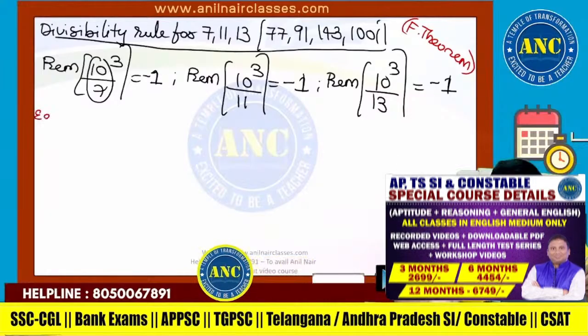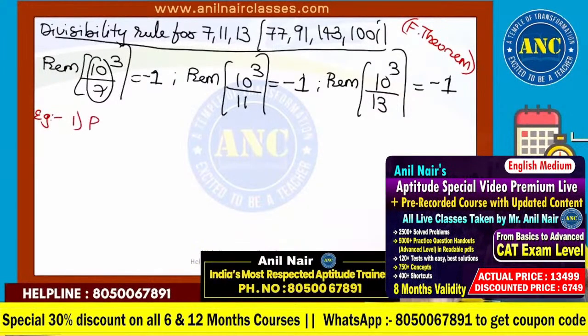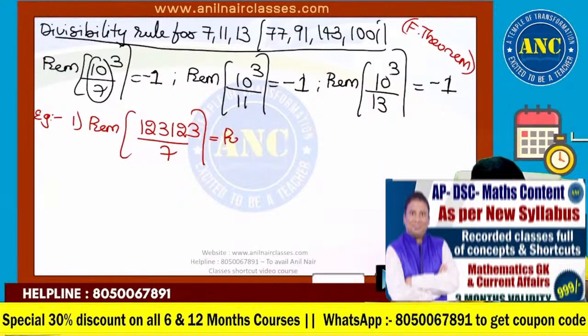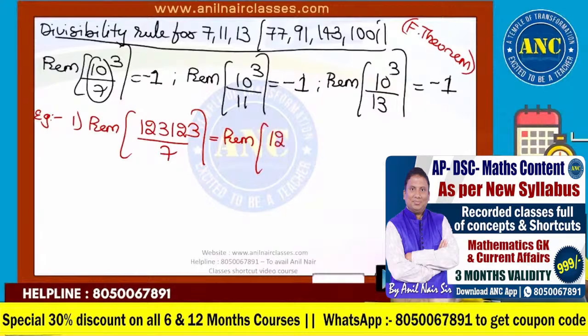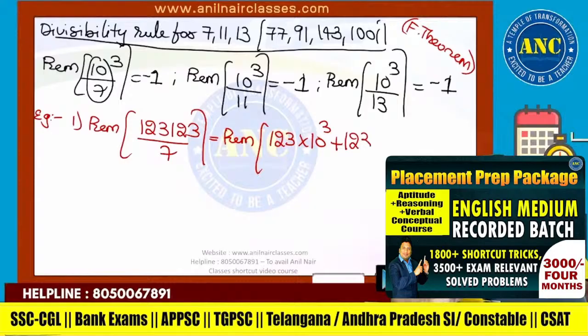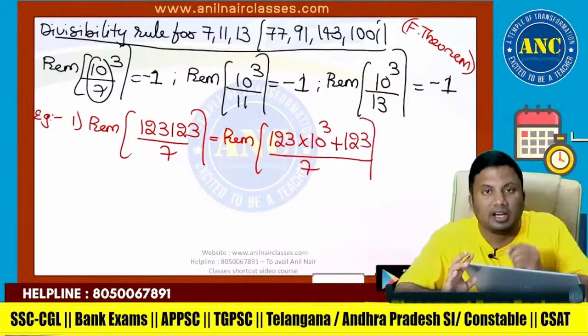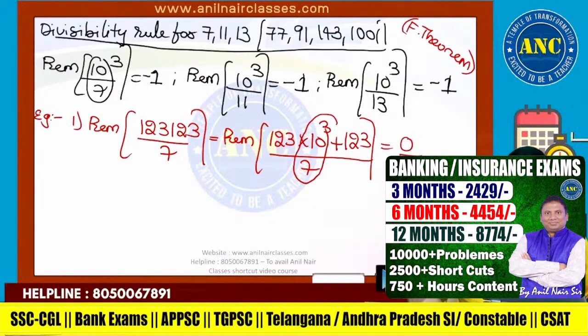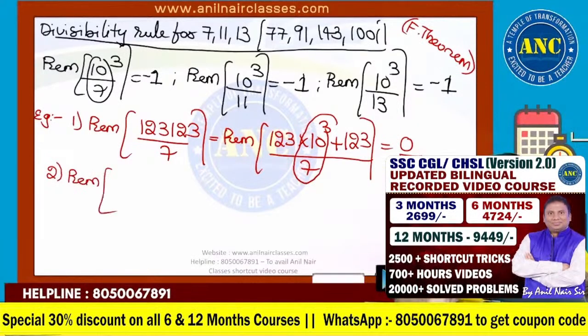Now, one simple example. First one: 1, 2, 3, 1, 2, 3 divided by 7. This is nothing but 123 times 10 cube plus 123 divided by 7. 10 cube by 7 is minus 1. Minus 123 plus 123. What is the answer? 0.